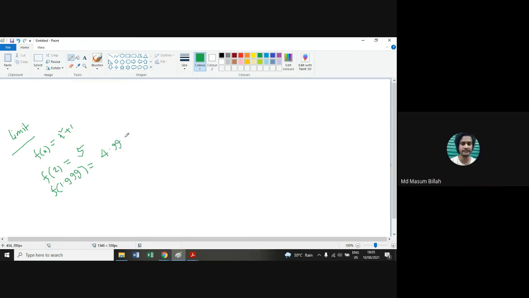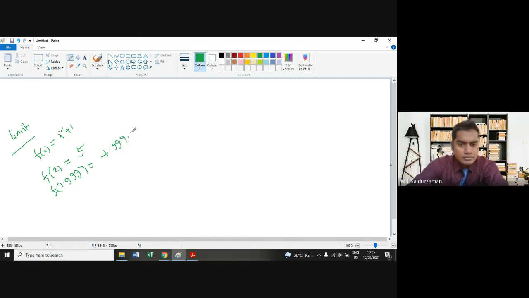4.999, isn't it? Yes, sir. Suppose 4.999. So the concept of limit is like this. Here, when the value of x is becoming very closer to 2, then f of x is becoming very closer to what? Can you tell me?